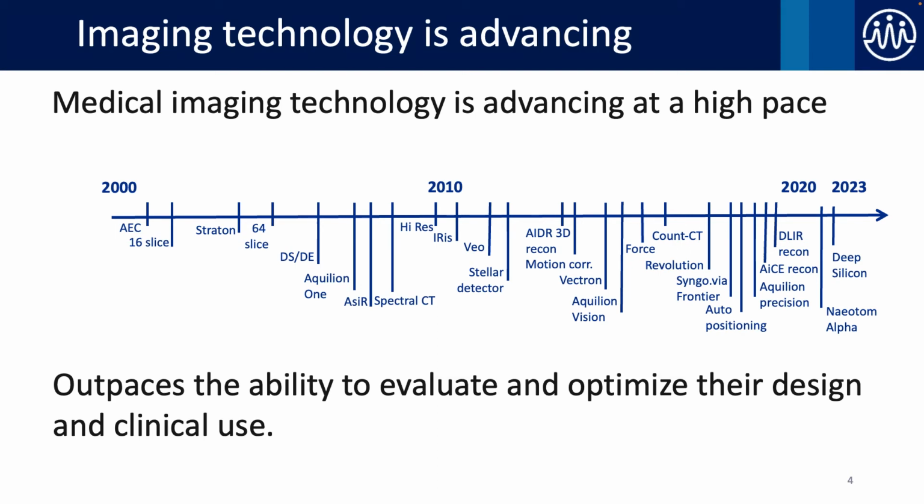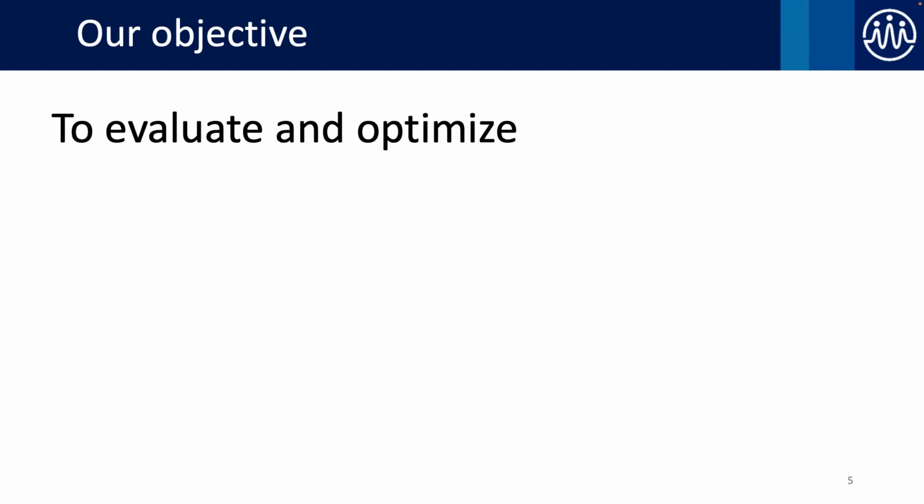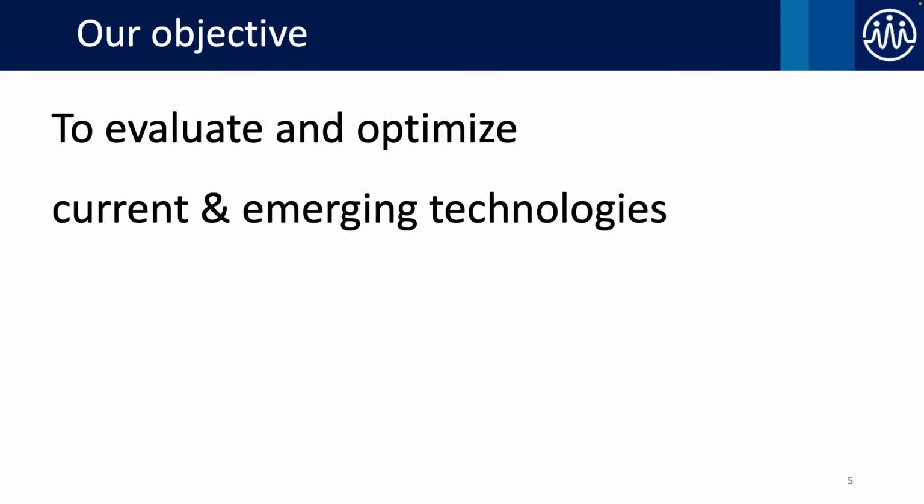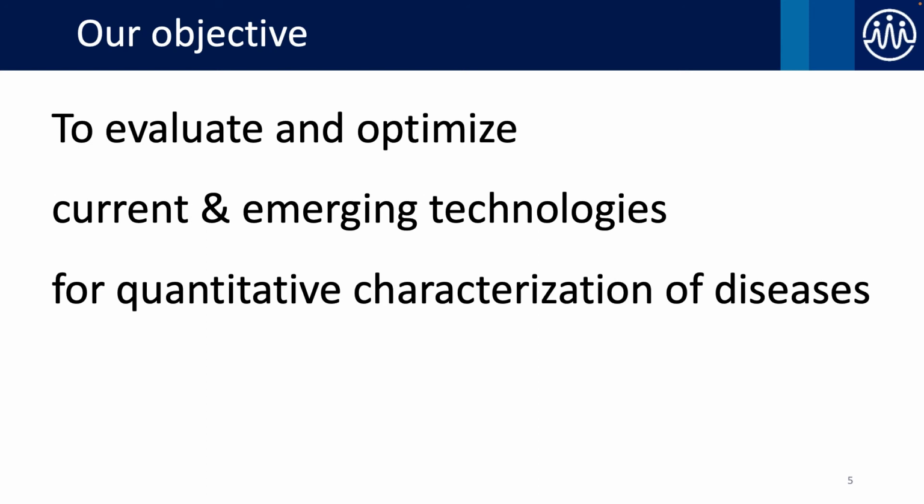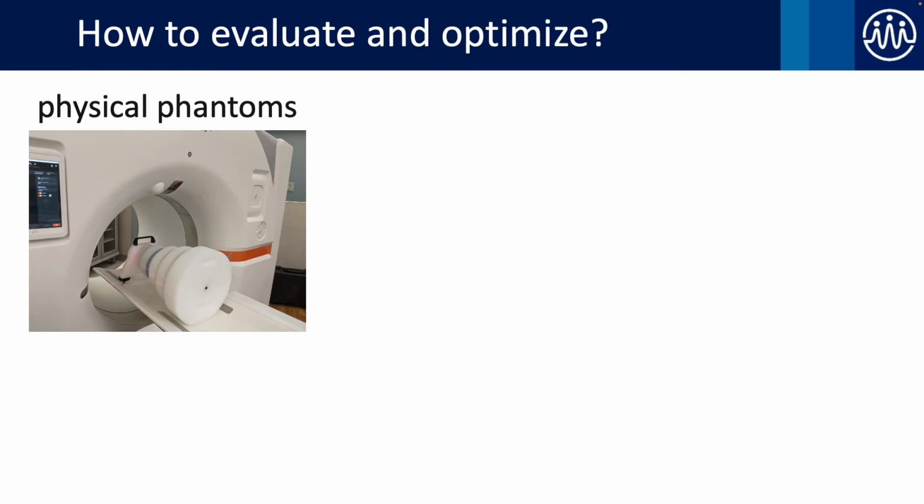So this high pace of technology advancement is outpacing our ability to evaluate these technologies, hardware and software, and to optimize them, to make sure that we are using them in the right way for the design and clinical use. So our objective is to evaluate and optimize current and emerging imaging technologies for quantitative characterization of diseases. That is what we want to do. But how do we do this? How do we evaluate and optimize?